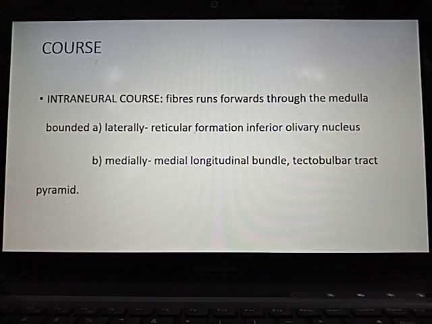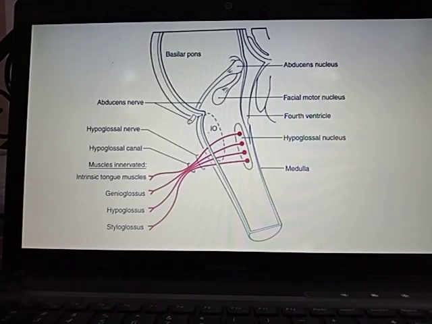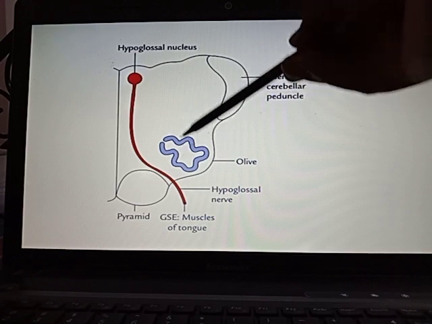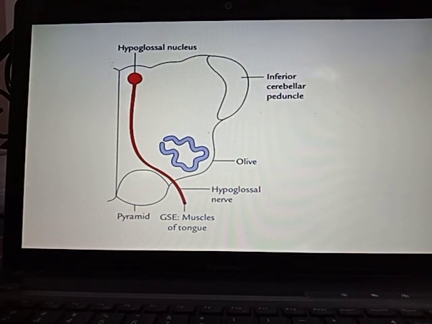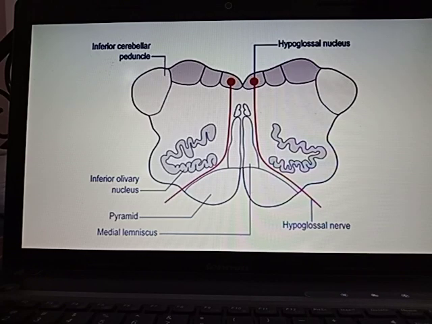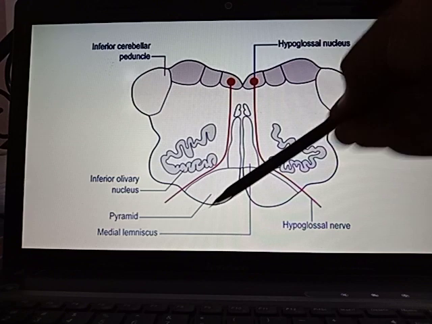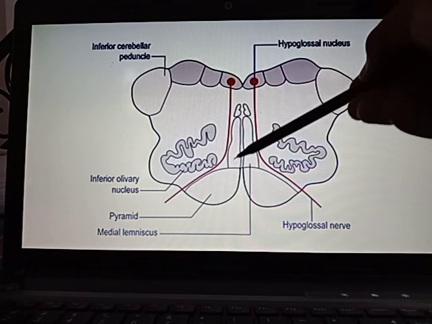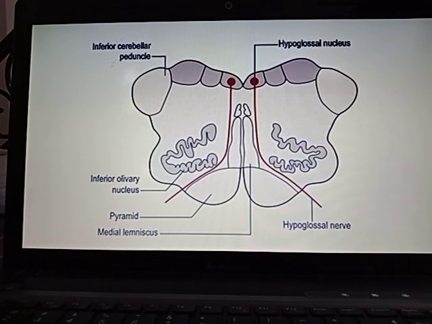Then come to the course of this hypoglossal nerve. In the intraneural course, fibers run forward through the medulla, bounded laterally by the reticular formation and inferior olivary nucleus. This is the olivary nucleus. So laterally there is the inferior olivary nucleus, and medially the medial longitudinal bundle, the tectospinal tract, medial lemniscus and the pyramid.